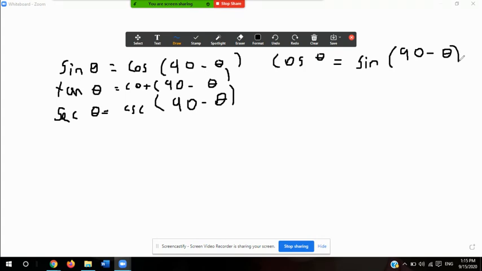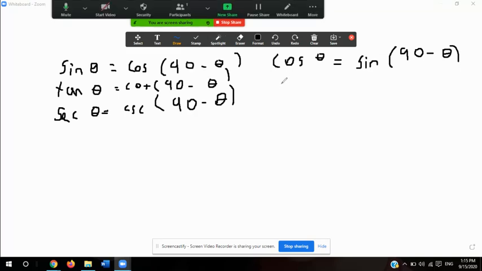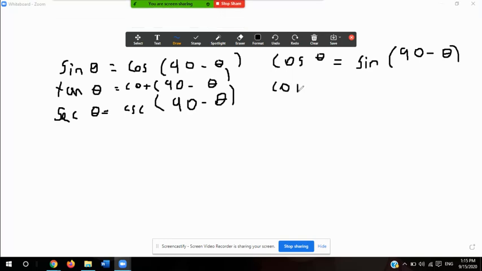And we have the cotangent. And of course, if you're thinking about the cotangent, if the tangent equals the cotangent, then the cotangent will definitely equal the tangent. So we say the cotangent of Z equals the tangent of 90 minus Z.